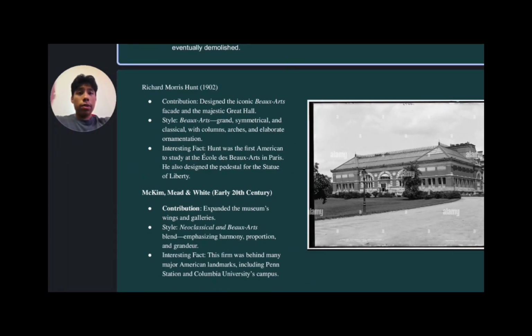In 1902, Richard Morris Hunt, his contribution, designed the iconic Beaux-Arts facade and the majestic Great Hall. Their style was grand, symmetrical, and classical with columns, arches, and elaborate ornamentation. So an interesting fact about this was that Hunt was the first American to study at the Beaux-Arts in Paris. He also designed the pedestal for the Statue of Liberty.